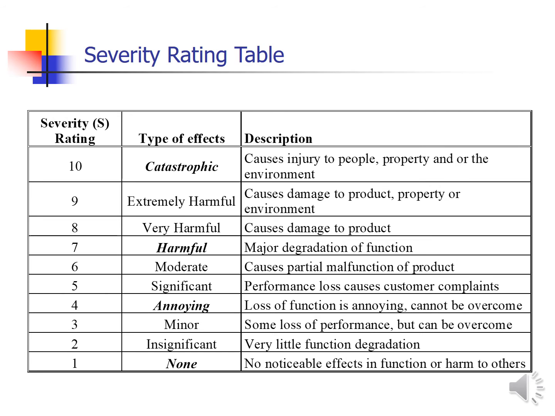Number 7, harmful, major degradation of function. Number 6, moderate, causes partial malfunction of product. Number 5, significant, performance loss, causes customer complaint. Number 4, annoying, loss of function or annoying, cannot be overcome. Number 3, minor, some loss of performance but can be overcome. Number 2, insignificant, very little function degradation. Number 1, no noticeable effect in function or harm to others.